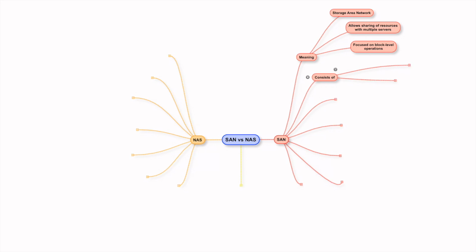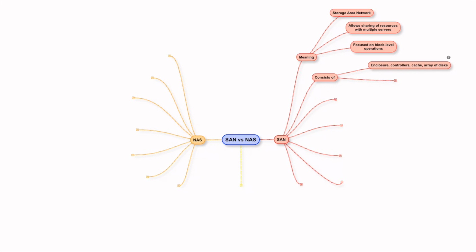What does it consist of? It consists of an enclosure, of course, which holds the array of disks. It has a set of controllers, probably multiples of 2. So there may be 2 controllers or multiples of 2 controllers, and the controllers are basically the brain of the SAN. They control all the operations related to the data being stored on the SAN.